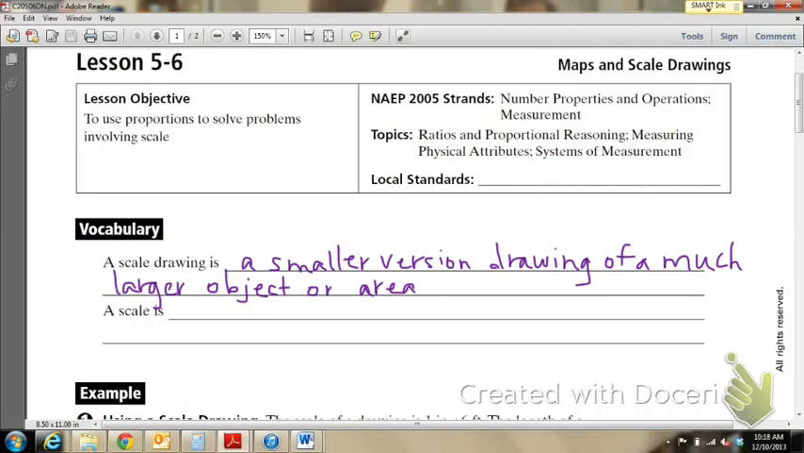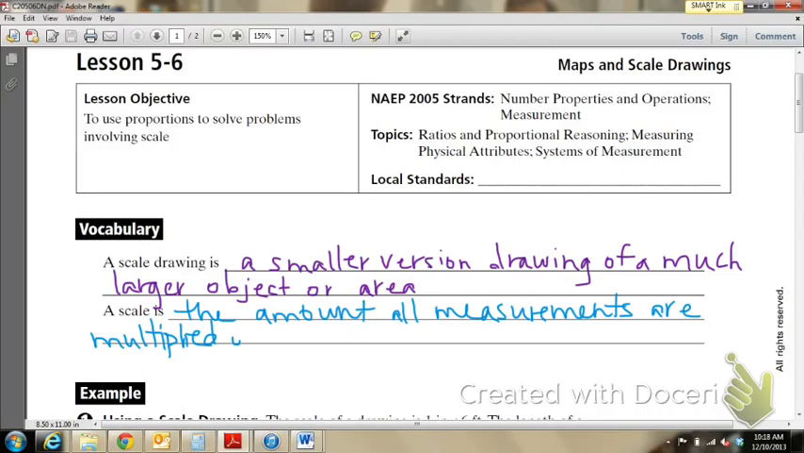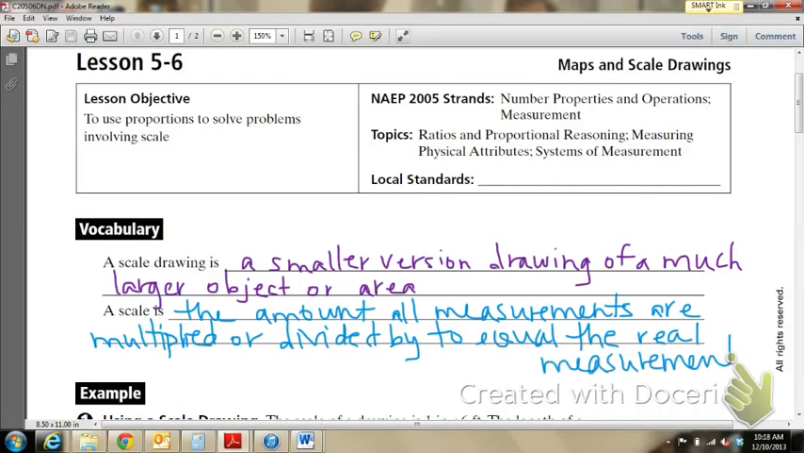And a scale is the amount all measurements are multiplied or divided by to equal the real measurements. Okay, so pause the video and write those definitions down before moving on to the next part.